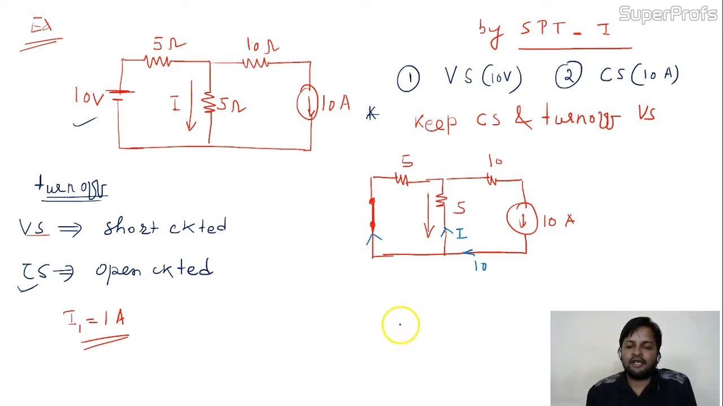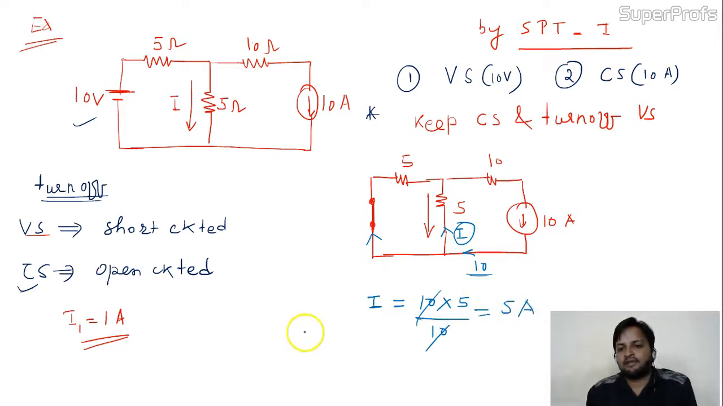Current division rule we can apply here. The value of this current I is nothing but the source current into opposite branch resistance, yes, opposite branch resistance, divided by the summation. This is the summation, 5 plus 5. 10 will cancel out and you are getting 5 ampere. See, the direction of 5 ampere is opposite. In this case, case 2, you got I2 and your I2 is nothing but 5 ampere.